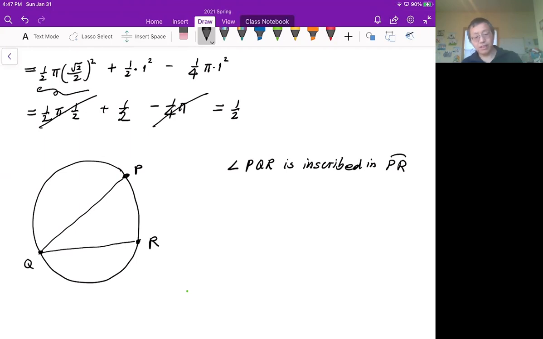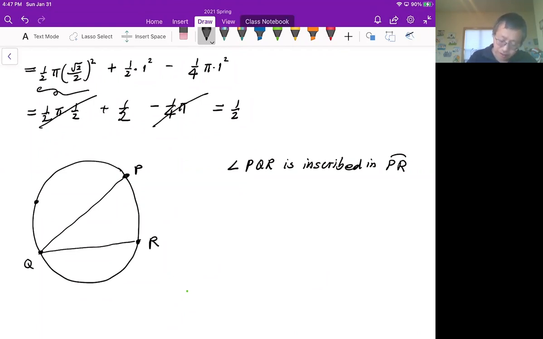Okay, so you see that. You have an arc here, PR, and Q can be anywhere, but not on the arc PR, just outside of that. So Q can be here, and then you have PQR, and that's called the inscribed angle. So the angle is inscribed in the arc PR, and you can choose Q to be anywhere you want, as long as it's not on the arc.